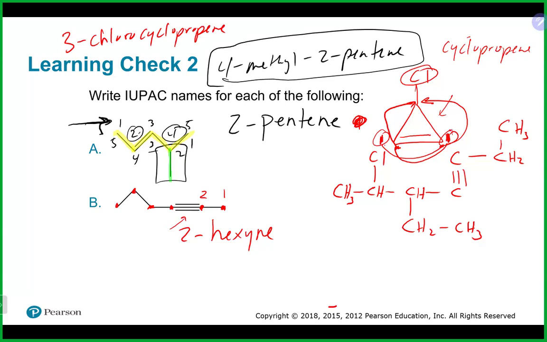Why can I not just go 1, 2? Yeah, I missed the double bond going that way. So again, when you have a double bond in that ring structure, you have to number through the double bond to get to the other side, basically. Any questions on that?